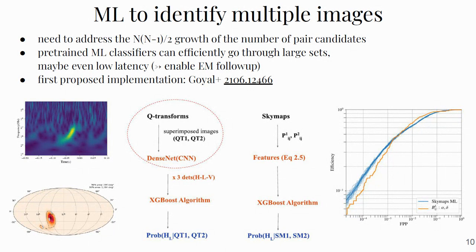The other one takes the sky maps, which are also already available in low latency. So these are two data products that you don't need full parameter estimation for. You have them some seconds after the event is detected. And then there's also some feature extraction from the sky maps going through the same XGBoost algorithm. And then you have two probabilities that I think, I'm not sure, they just multiply at the end. And then they get a standard efficiency against false positive, which is a false alarm rate curve.